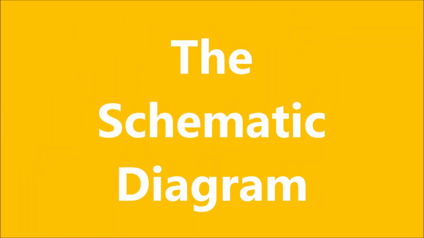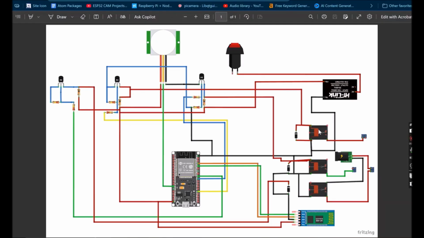Alright, next is the schematic diagram. For the schematic diagram, you should know that the project design uses a motion sensor, the PIR motion sensor, to put the home model as designed into an auto mode, which turns on the lights and other needed appliances in the home. The project is built with the ESP32 board as shown in this particular schematic diagram.